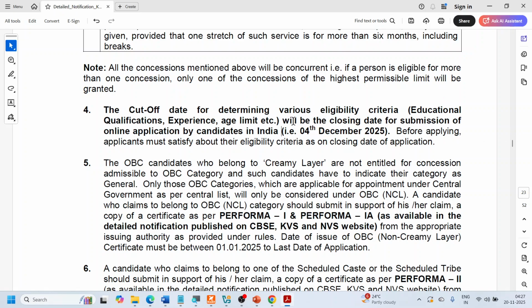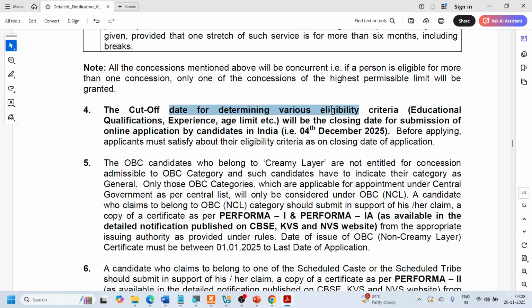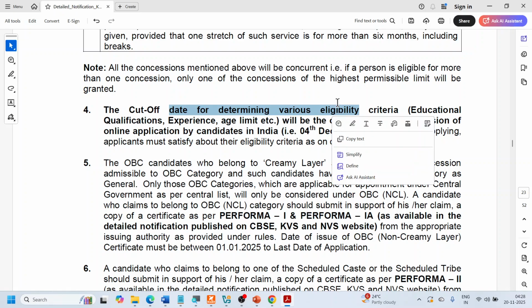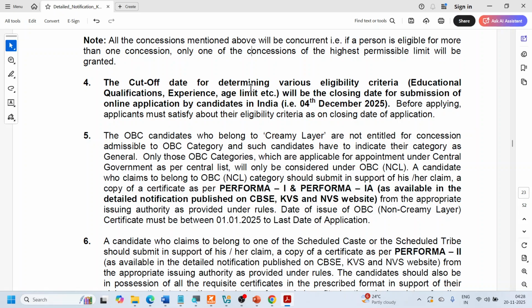So it will be the closing date for the submission of the online application. The cutoff date for determining eligibility, your eligibility is determined only on 4th of December. Any eligibility after 4th of December is not considered. So if you got your OBC certificate after 4th of December, you are disqualified immediately. So be careful with that. Next, be very careful with the OBC candidate. If you belong to the creamy layer, you are not entitled to concession. So be careful with that.